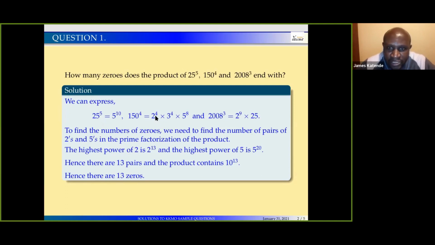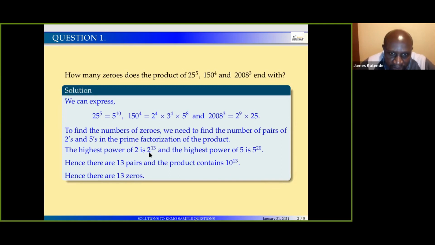When you multiply all the three numbers, the power of 2 will be 2 raised to 13. And the power of 5 will be 5 raised to 20 because we have 5 squared here. We have 5 raised to 8 and we have 5 raised to 10. That gives us 5 raised to 20 in the product.